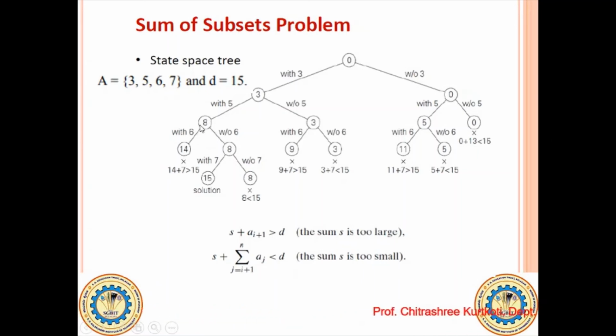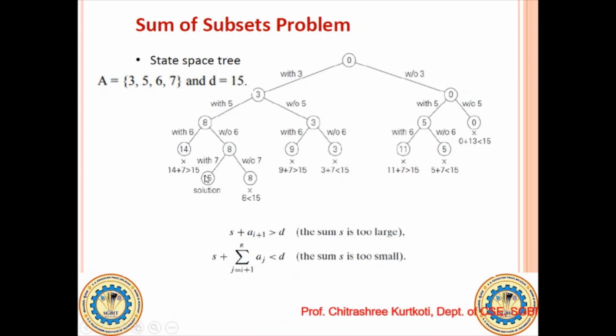So we have considered element 6, but we didn't get a solution. Next, by leaving 6, by considering 7, we will check here. Yes, without 6, what is the sum? It is 8. Next, one more element we have, that is 7. So 8 plus 7, how much? It is 15. Yes, we got the solution. So this will become one solution.